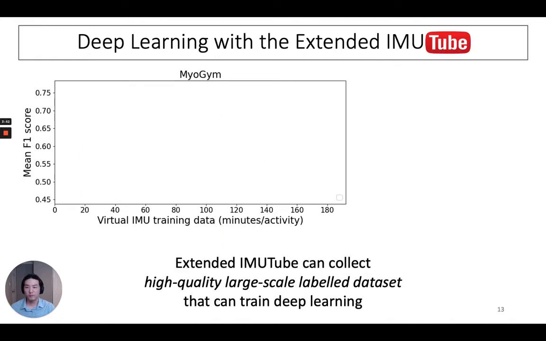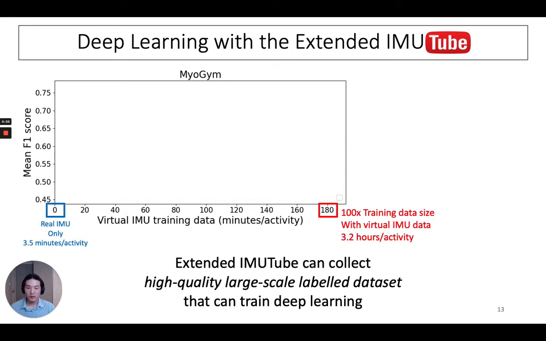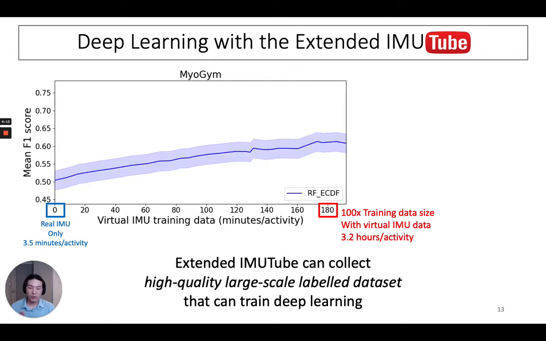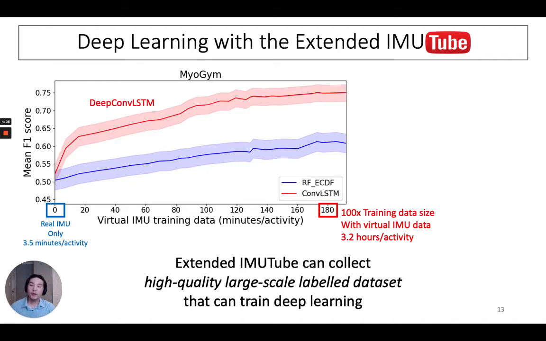Here's the experiment result. In this experiment with the MyoGym dataset, we show how changing the virtual IMU data size can impact model performance. We start with real IMU data only, 3.5 minutes, and we eventually add up to 3.2 hours per activity, which is 100 times larger. As a baseline, we evaluated a random forest with an ECDF model. And you can see that as we add virtual IMU data, the classical machine learning model consistently benefits from more data. But when we use a deep learning model, the improvement is substantial.